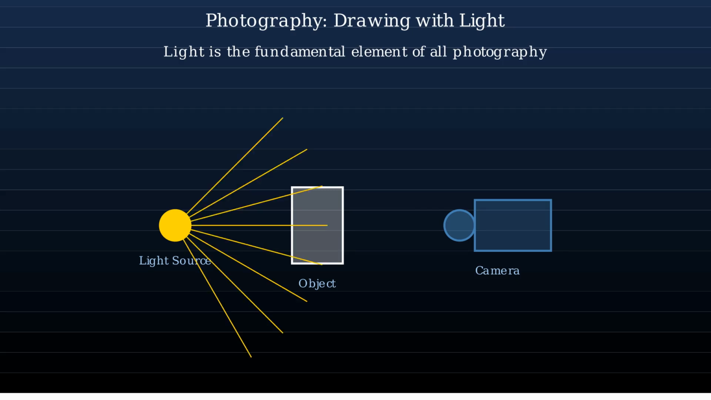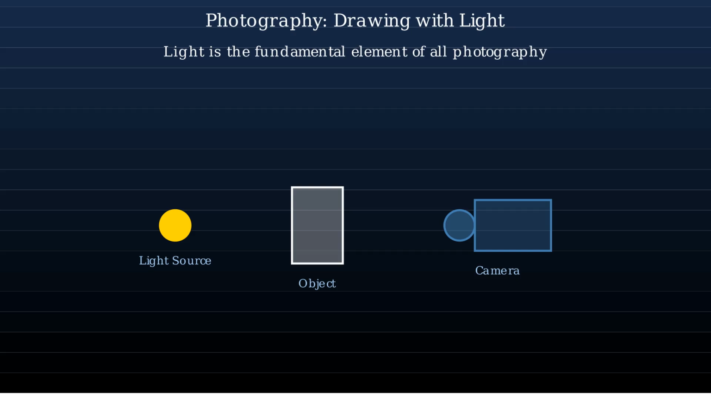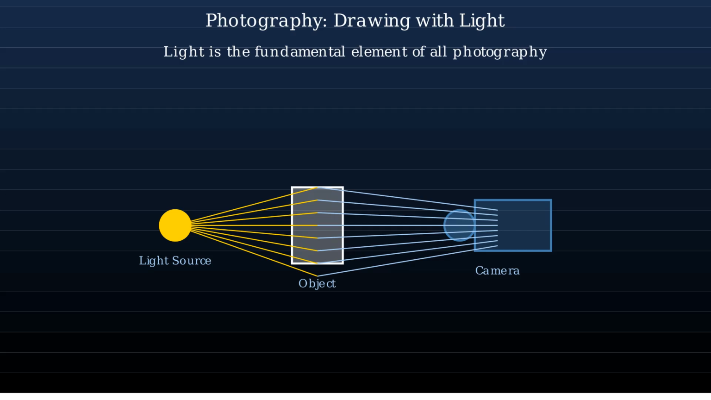Light rays travel from the source in all directions. Some of these rays strike our object. The object reflects these rays, carrying information about its appearance to the camera.